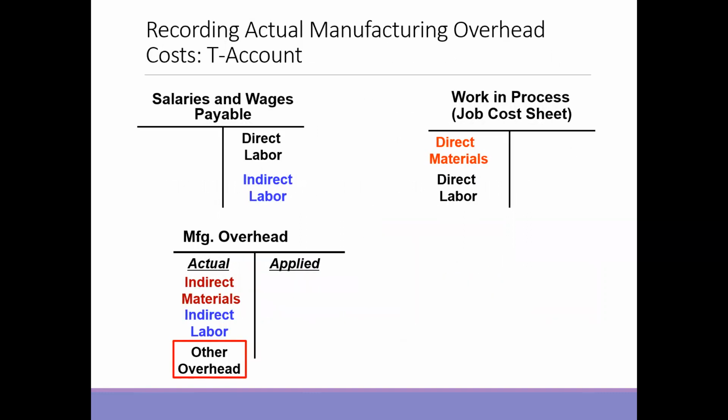So right now, you see, we've got the salary and wages payable. Some go to direct, some go to indirect. The manufacturing overhead, we're lumping a lot into, for indirect materials, wages are going into manufacturing overhead, along with other costs going in there. And our work in process right now just solely shows us our direct materials and our direct labor. Okay?